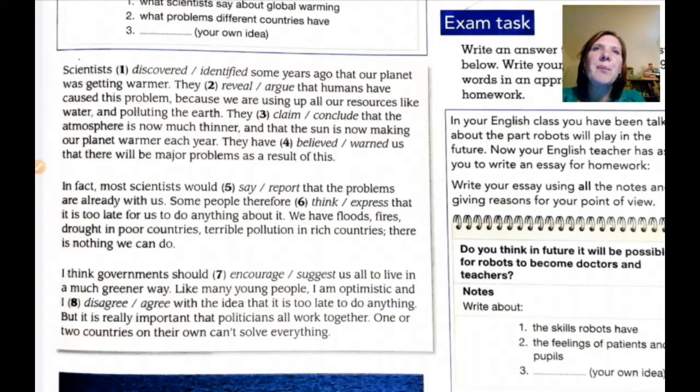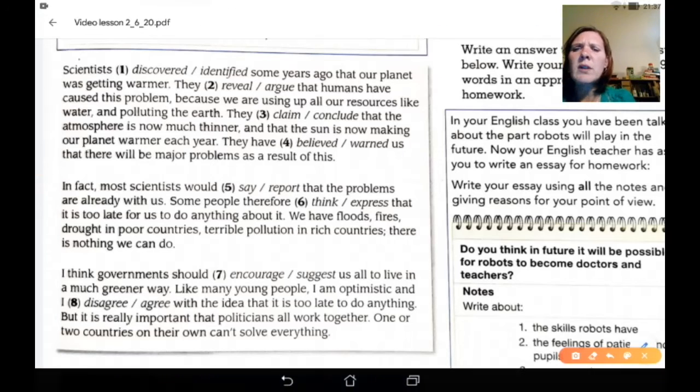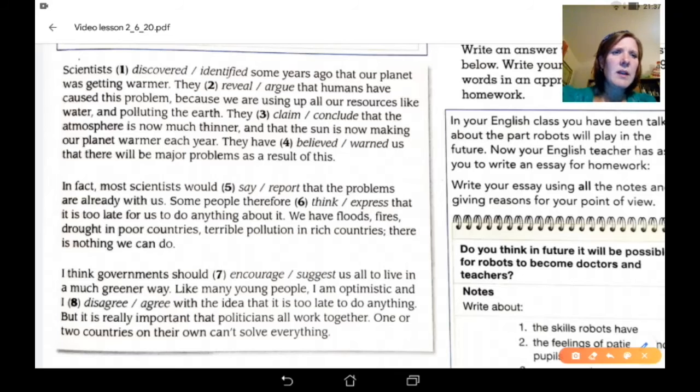Okay, so let's have a look at what these answers are. You shouldn't have had any problems at all, I think, because it wasn't difficult. So first of all, you should have said scientists, what did they do? They discovered that our planet was getting warmer. You can't use identified here because we have that, okay?